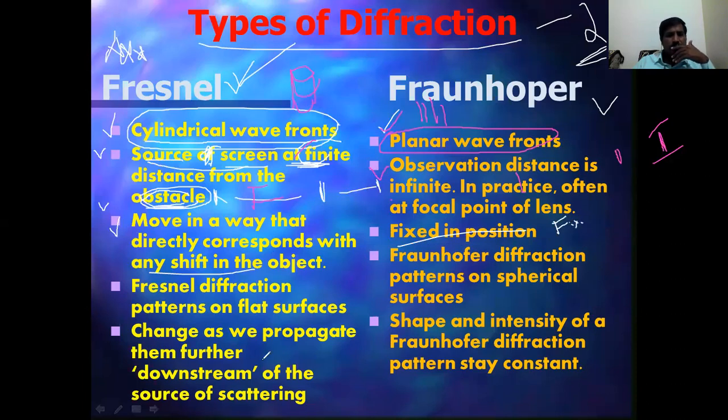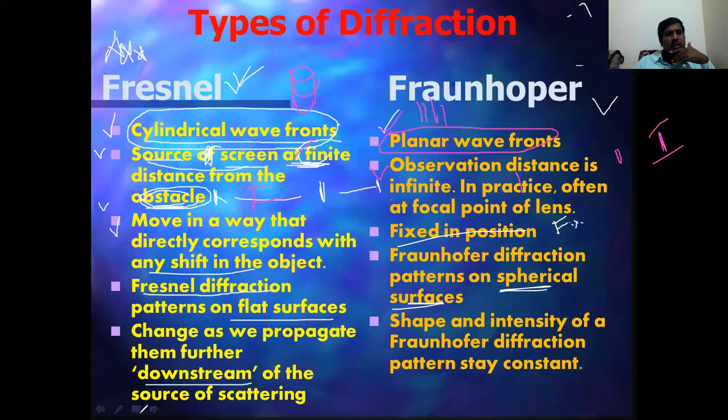Fresnel diffraction pattern appears on a flat surface. Fraunhofer diffraction pattern is on a spherical surface. The next point is how the pattern changes as we propagate it further downstream of the source. The shape and intensity of a Fraunhofer diffraction pattern stay constant, while in Fresnel it is decreasing.